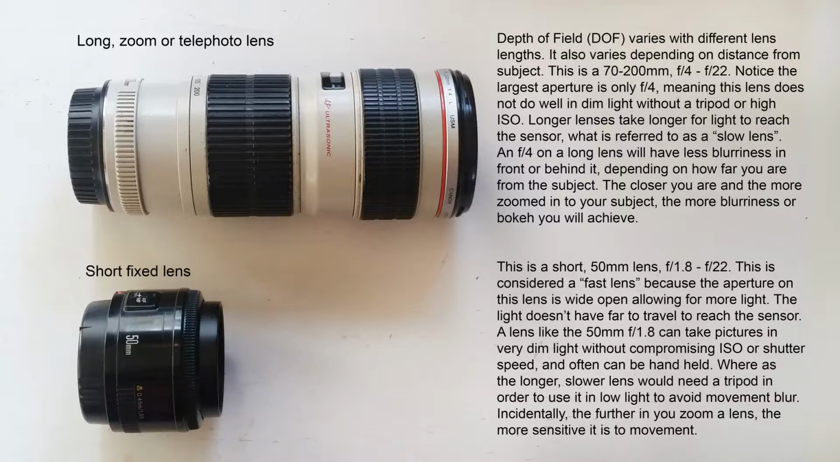The longer the lens, the longer the light takes to reach the sensor. So that's referred to as a slow lens. An f4 on a long lens will have less blurriness in front or behind the subject, depending on how far you are from the subject. The closer you are and the more zoomed into your subject, the more blurriness or bokeh you'll achieve.